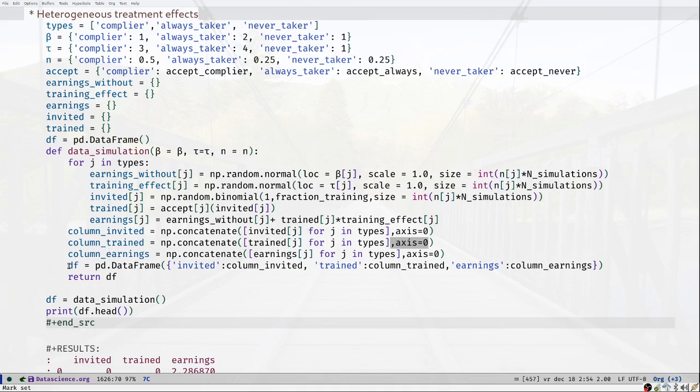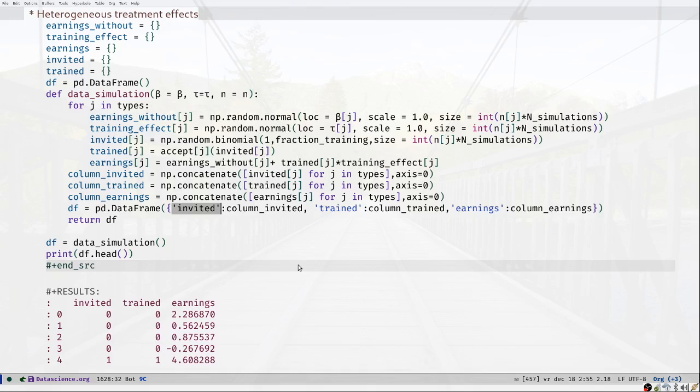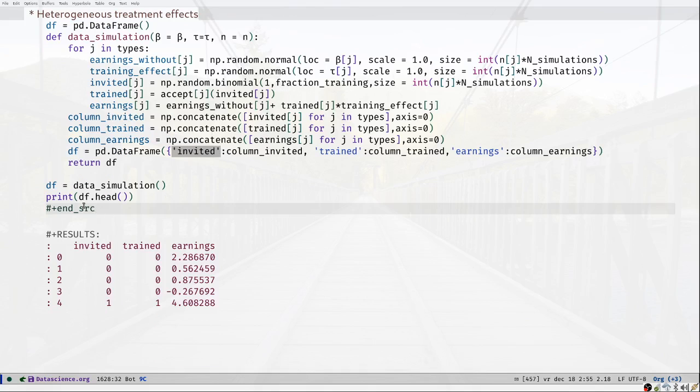Then I define my data frame using the function pandas data frame. The first variable in this data frame, or the first column, is called invited, and it consists of this column invited that I just determined here. The second column, or the second variable in this data frame, is trained, and the final variable is the earnings that were actually earned by each of the individuals in our sample. So then I can print the head of this data frame, and that's the one you can see over here.